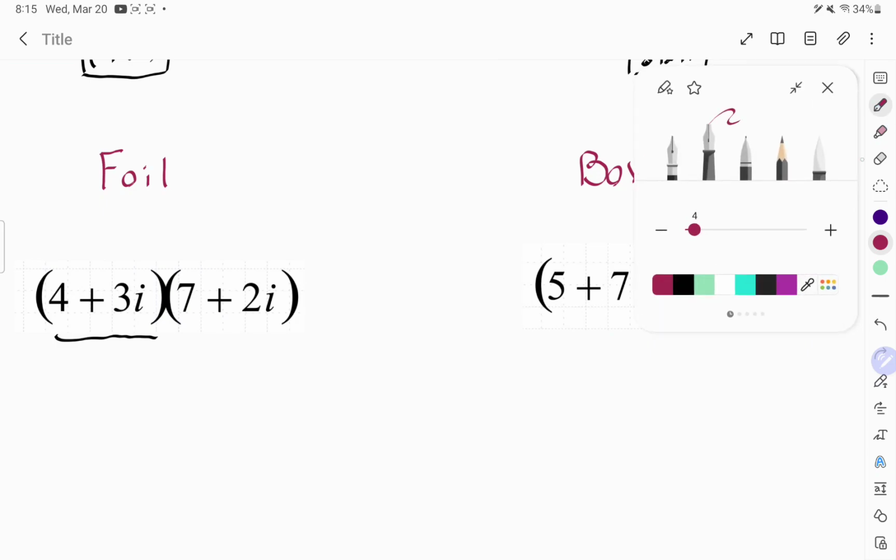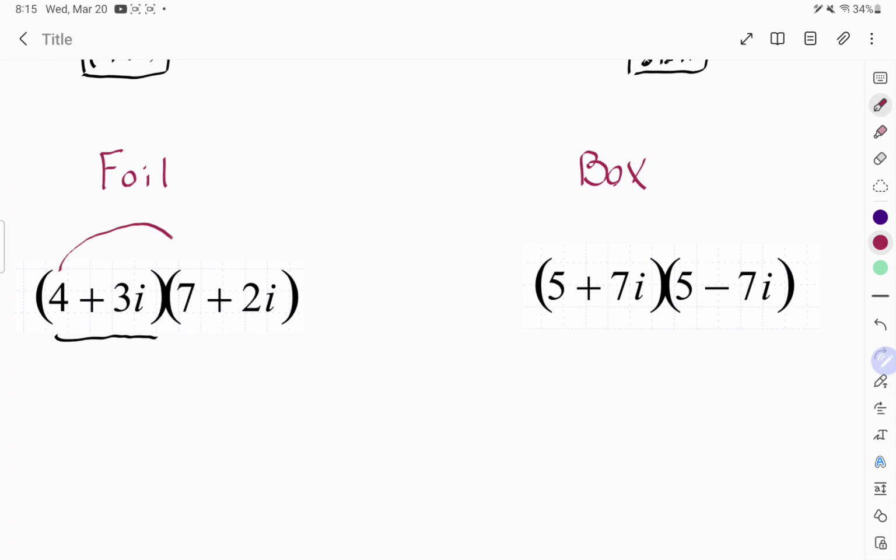So let me start with the FOIL method. The FOIL method says that I'm going to grab my first number, the 4, and I'm going to multiply it with 7 first. So what is 4 times 7? It is 28. So I'm going to get 28 on the first one. But then after you do that, you're going to grab that 4 again, and you're going to multiply it with the 2i. So 4 times 2 is 8. So this is plus 8i.